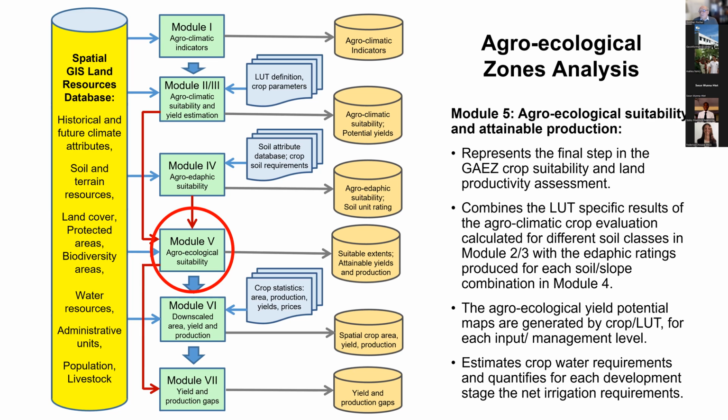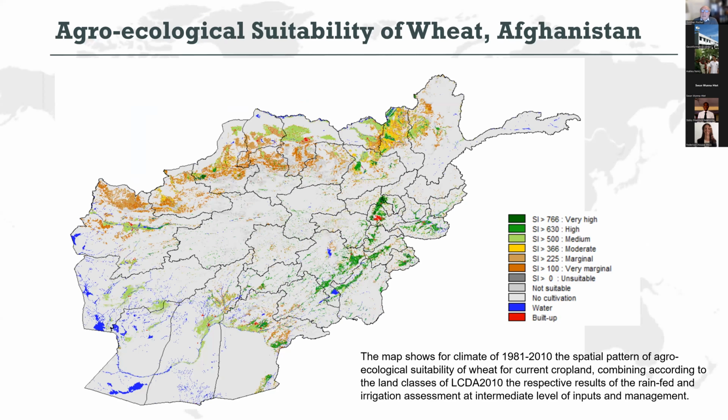It combines what you have heard before, both the results from Module 2.3 and from Module 4, and it produces agro-ecological yield potential maps, which are generated by LUT for each input and management level. And it gives you also the final answer, given the actual soils in each grid cell, what the estimated crop water requirements and deficits and irrigation requirements are. Again, an example from the study in Afghanistan.